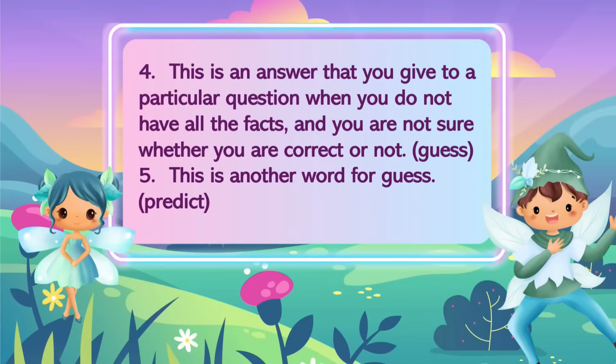Number 4, this is an answer that you give to a particular question when you do not have all the facts and you are not sure whether you are correct or not. This is a guess. Number 5, this is another word for guess. The answer is predict.